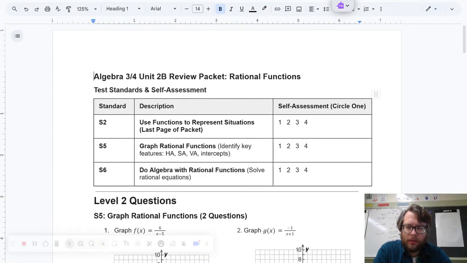All right, in this video, I'm going to go over everything you need to know about rational functions in our algebra class. We broke it up into these three standards. There's using functions to represent situations, those are all the word problems. There's graphing rational functions and doing algebra with rational functions.